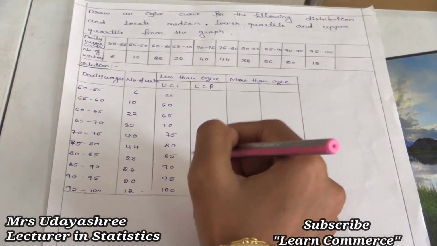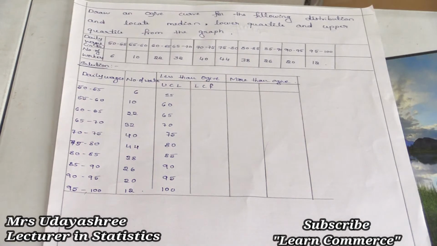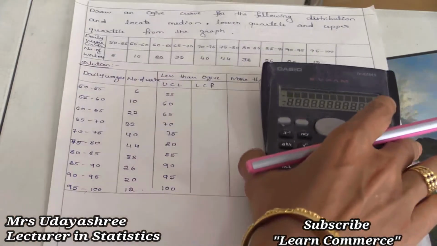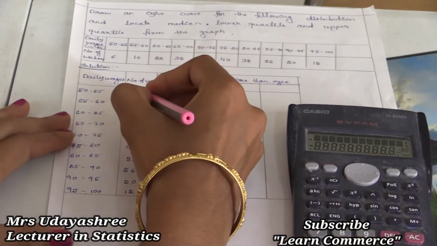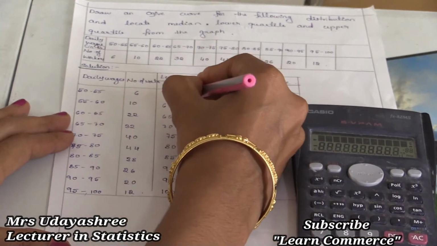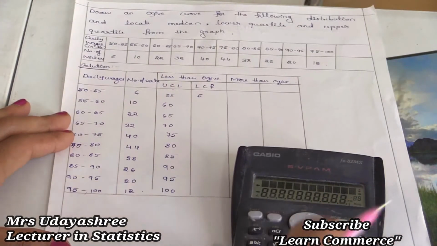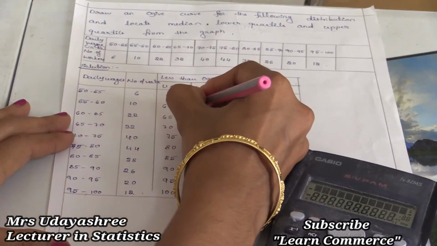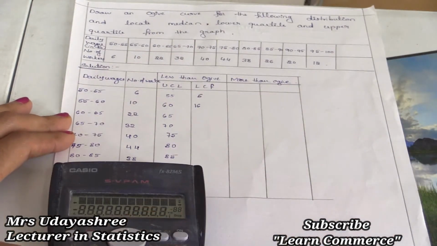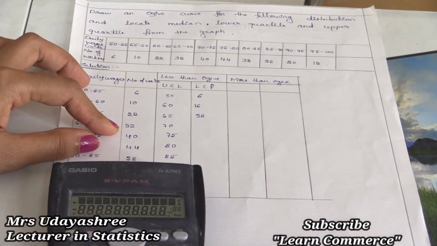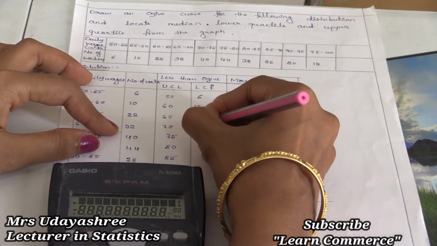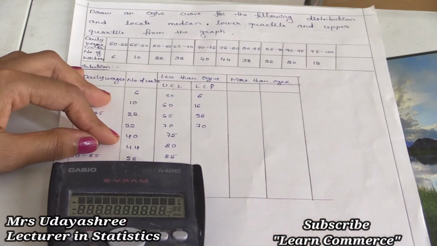So next we need to construct the less than cumulative frequency. How to construct it? See here, the first class frequency is 6. I will write 6 as it is here. Next 6 plus 10, that is 16. I will write 16 here. Next 16 plus 22, that is 38. So here I will write 38. Next 38 plus 32, that is 70. So here we need to write 70. Next 70 plus 40, that is 110.